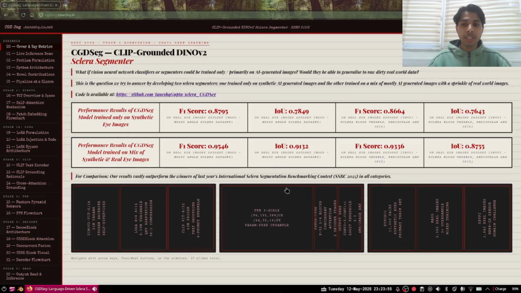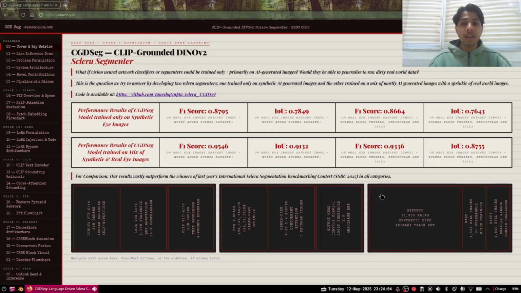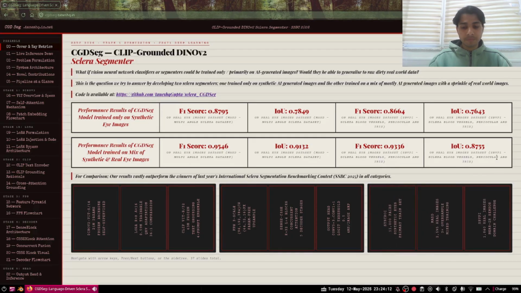The two stats on the screen show our results. One model trained only on computer-generated fake eyes and one trained on a mix of fake and real eyes. Those numbers on the right, 0.95 and 0.93 F1, are better than anything that won last year's international competition on this exact task. Everything I explain is in service to achieving those numbers.